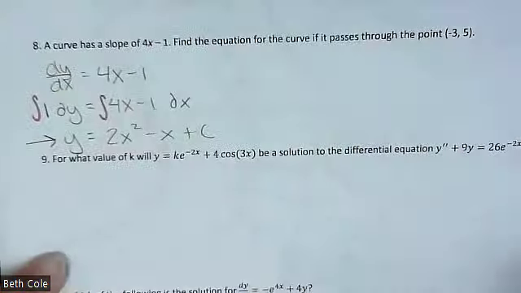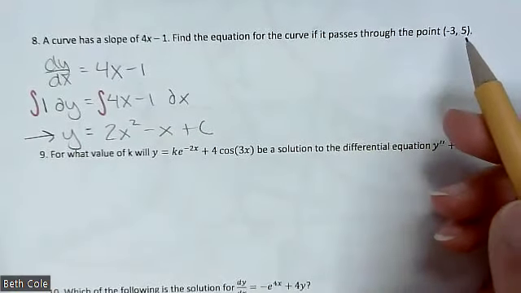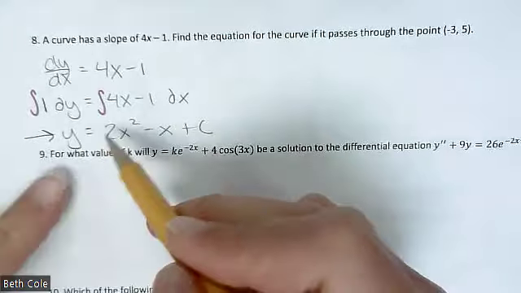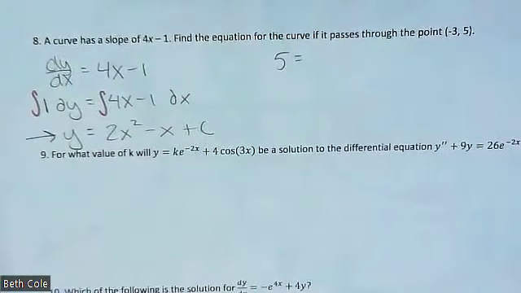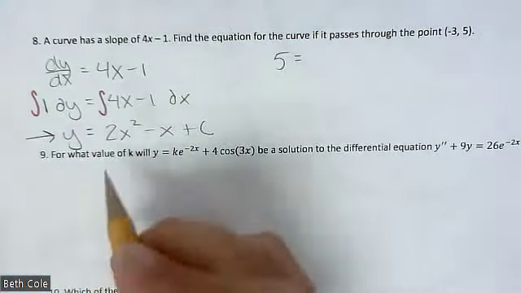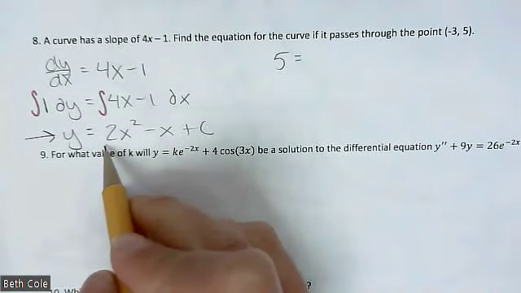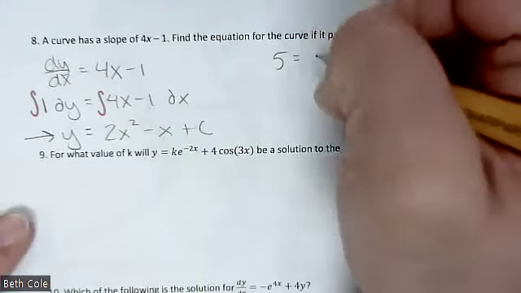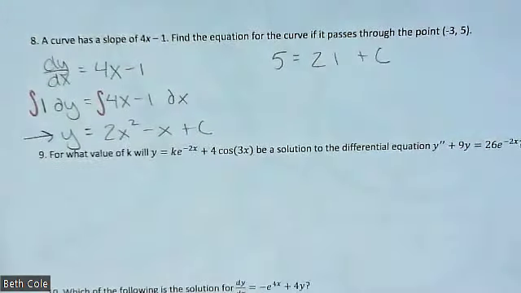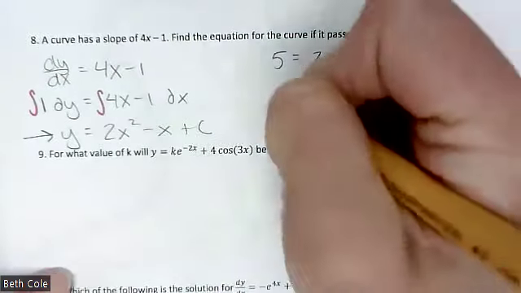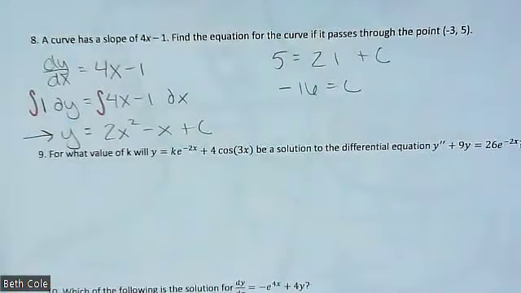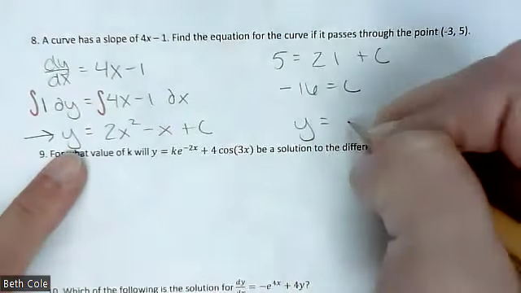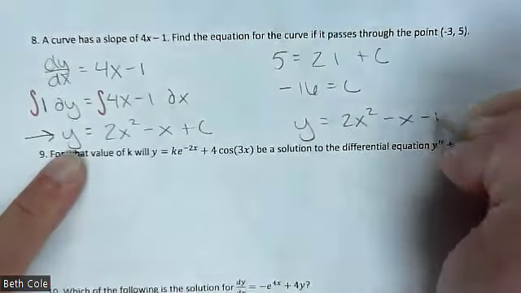That's the line we're going to go back to. All we have to do really is find c. So we're going to plug in -3 for x and 5 for y. So that'll give us 5 equals, let's see, -3 squared is 9 times 2 is 18 minus -3. So it'd be 18 plus 3, 21. So c is -16. And because y was already by itself, basically you're just going to rewrite that, but put in the -16 for c.